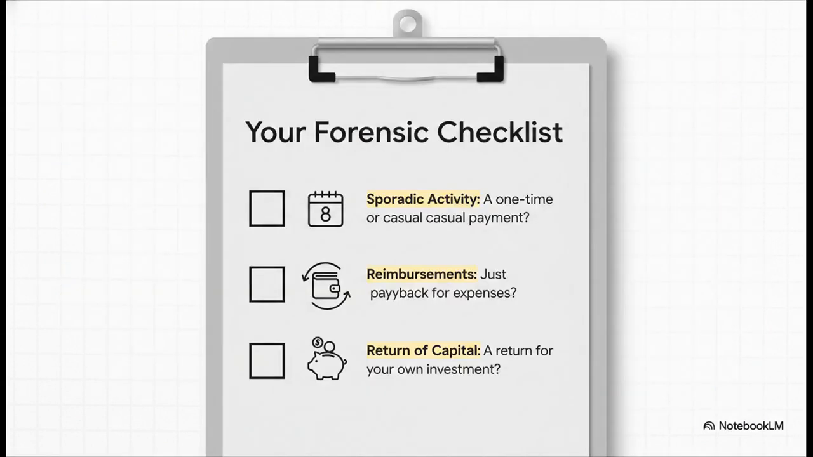So this is your forensic checklist. You need to ask yourself these questions about that 1099-NEC income. Was this a one-time payment for something you don't normally do? Was that money just a simple reimbursement for expenses you already paid for? Or was it a return of your own invested money, not actually a profit? If you can say yes to any of these, then that income might not be subject to self-employment tax at all.